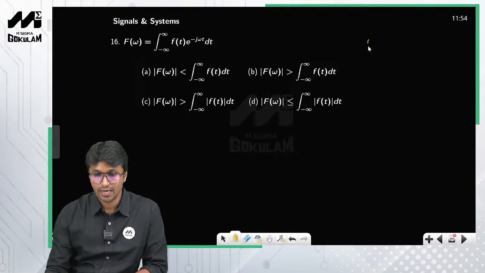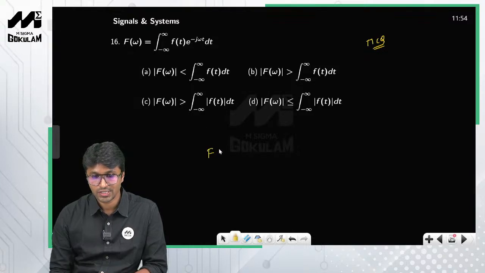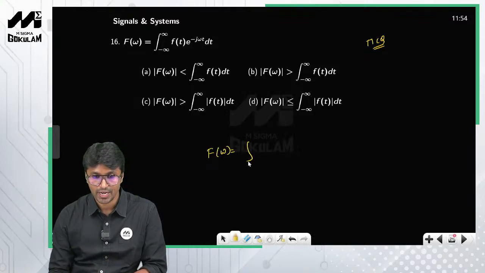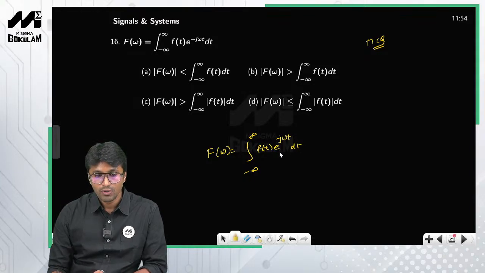So this is an MCQ. Now look at this one. F of omega, this is nothing but the definition of Fourier transform. So f of omega is equal to the integral from minus infinity to plus infinity of f of t e raised to minus j omega t dt. Now look at the options.